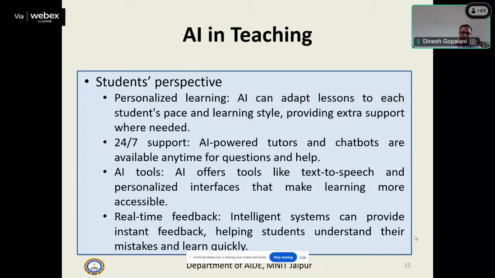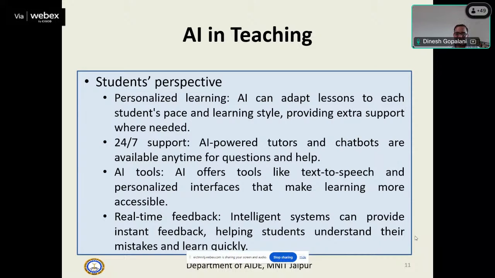Now coming to, because the course is all about AI in teaching actually. So I have a few slides on that also. So if you see the student's perspective actually, so definitely with AI, they get personalized learning actually. Okay, I think this point you all understand. You have spent a lot of time on that.